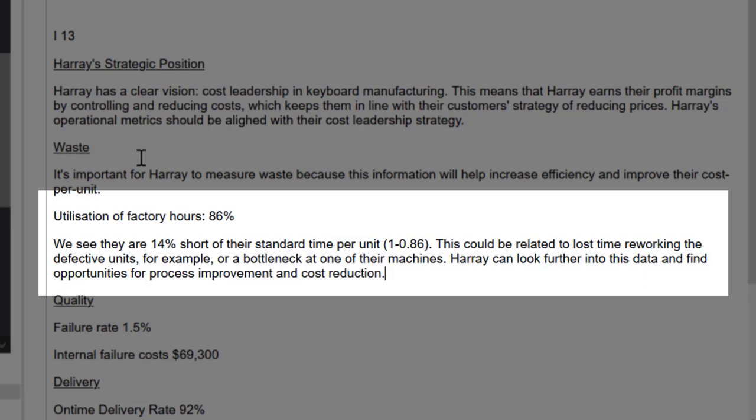Here I'm demonstrating business acumen. I'm linking my ideas to this story. I'm also showing analysis skills here, interpreting this number in the context of the scenario as well.